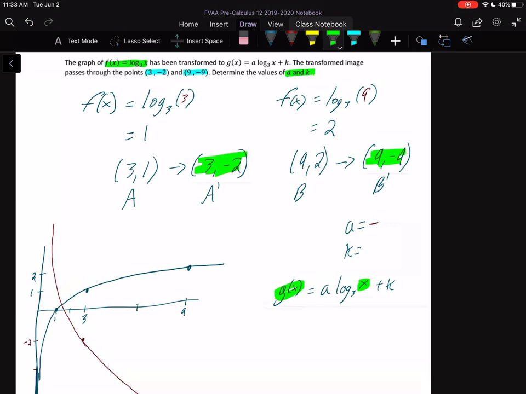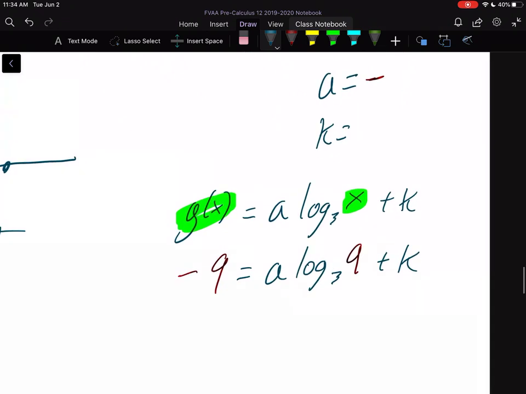And whenever you have a problem that has 2 variables that you're solving for, your mind should automatically go to, oh, systems of equations. That's how I'm going to get through this, okay? And that's what we're going to try here. So I'm going to replace g of x with -9. I'm going to use b prime first. You could use the other one. It doesn't matter which one you do first. And then times A log 3 to the 9 plus k. Okay, so I have that.